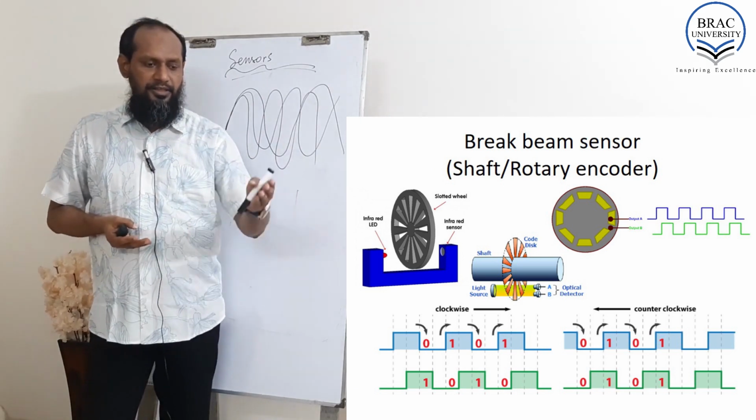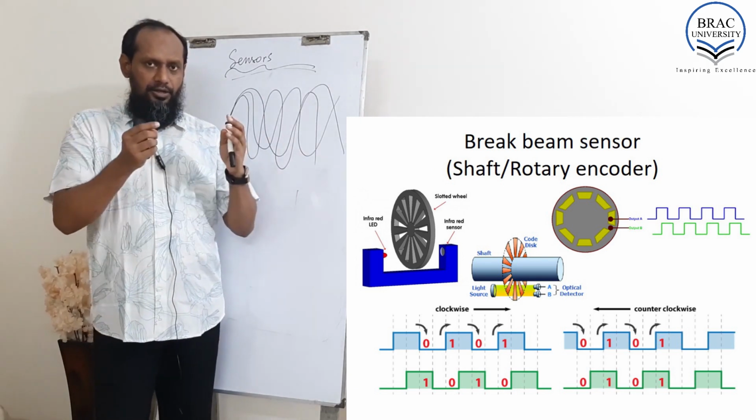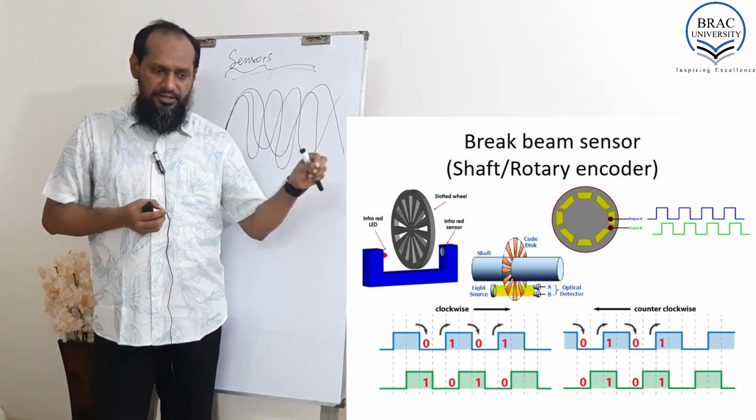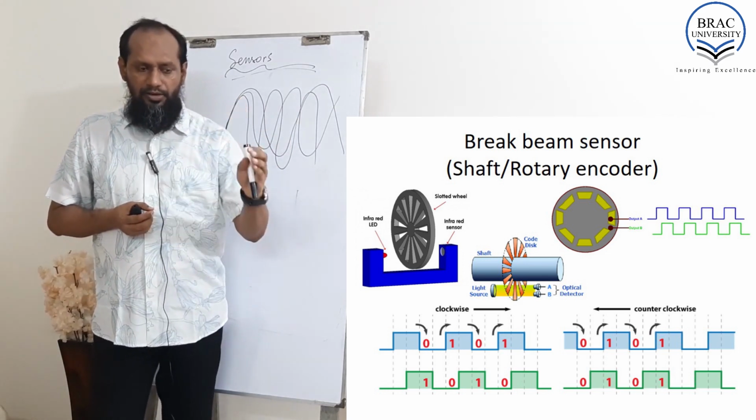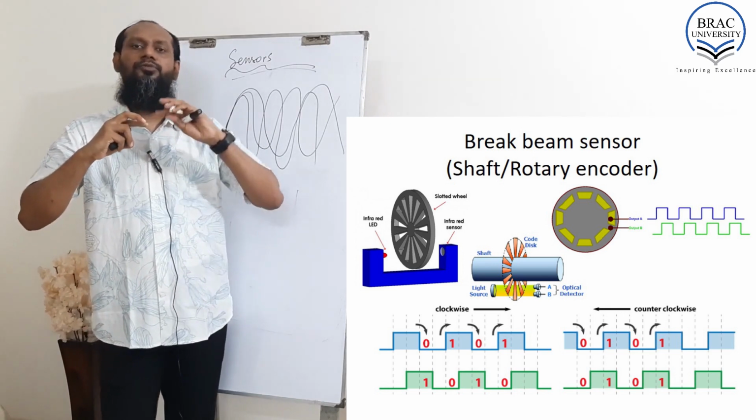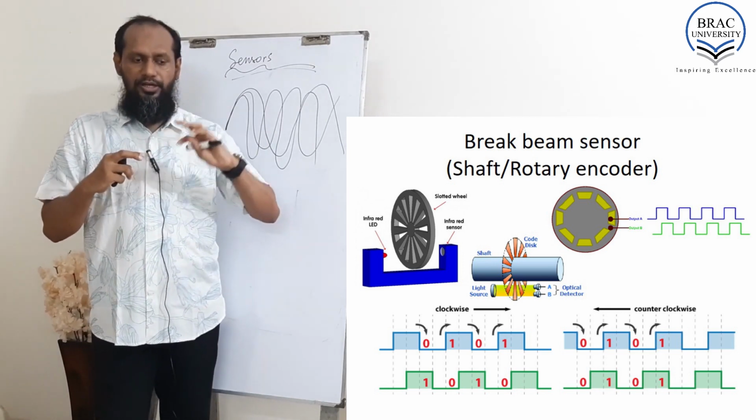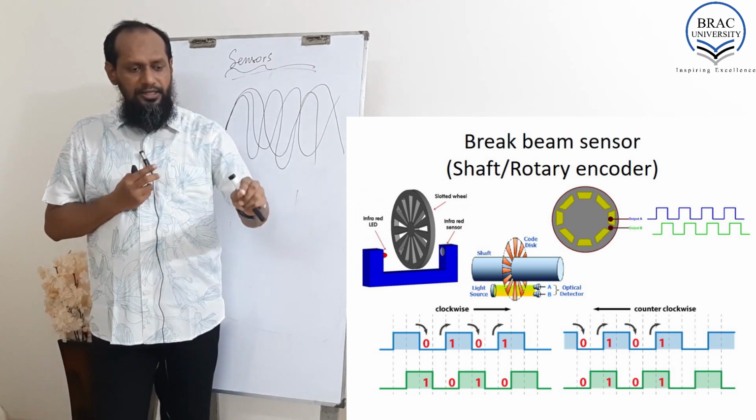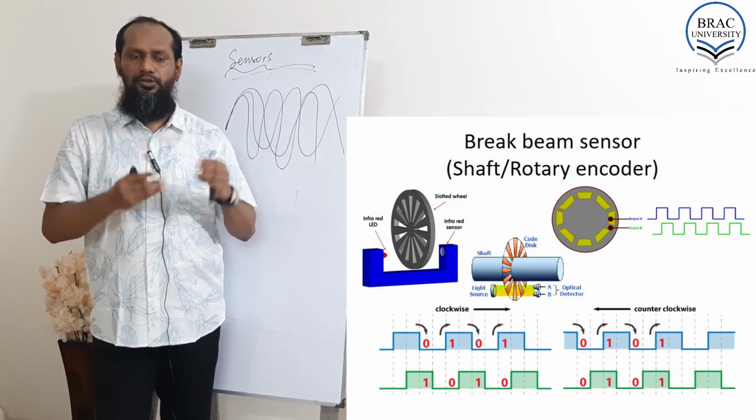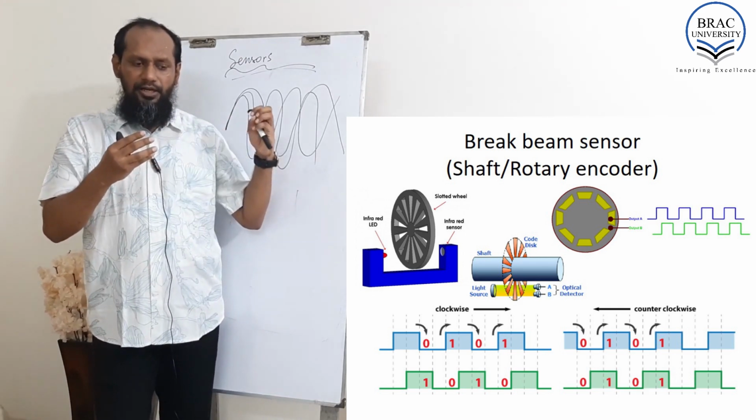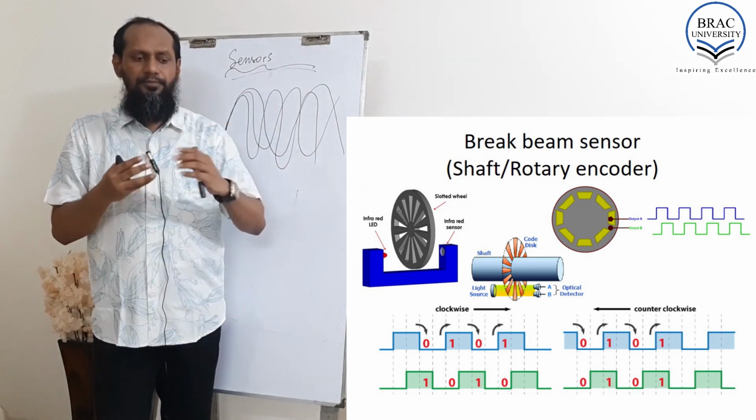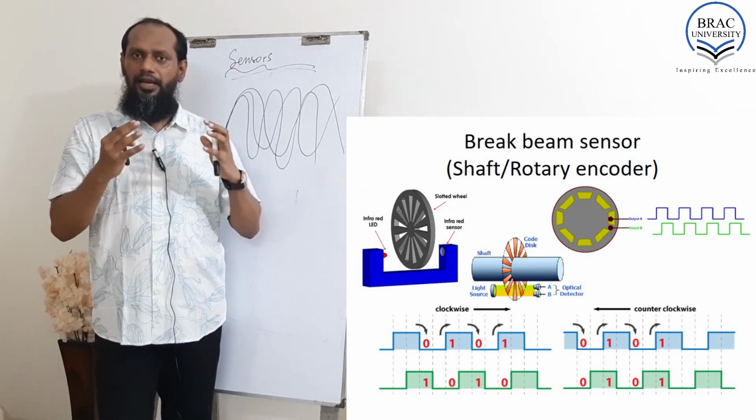You can see here there are two things used. One is a light source on the left. You can see here the picture: one thing on the left and two sensors on the right. Two sensors to measure whether it is moving forward or backward. And you can see one is a solid part, another one is an open part. So when the open part comes, the light goes to the sensor, but when the solid part comes, the light is blocked.